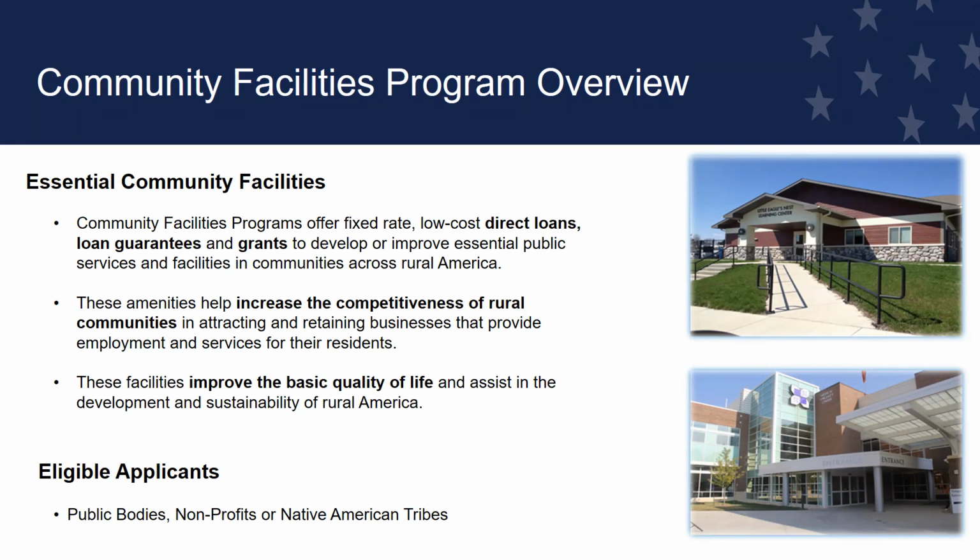And it goes into purchase or build or construct or renovate essential community facilities. The funding comes in the form of direct loans, guaranteed loans, and grants, and we provide it on a competitive basis around the grants. But basically, we have more funding available than we have demand for the direct loan and guaranteed loan program.